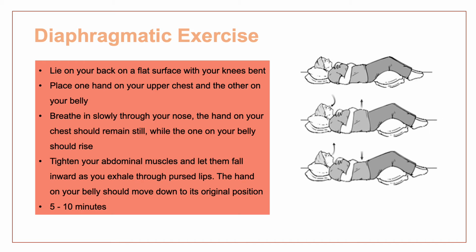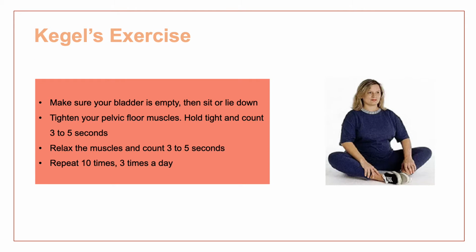Diaphragmatic exercise improves your body's ability to tolerate intense exercise and lowers the chances of injury or wearing out of muscles. Next is Kegels exercise. Make sure your bladder is empty before doing this exercise. Then sit or lie on a flat surface. Tighten your pelvic floor muscles for 3 to 5 seconds.